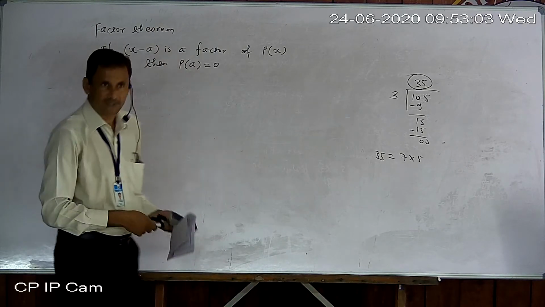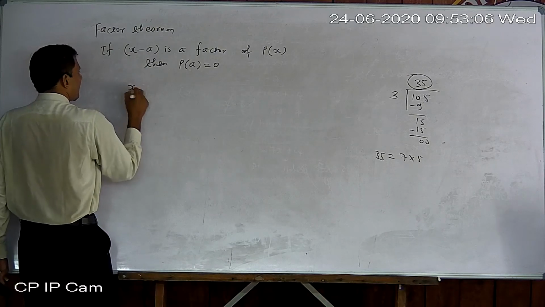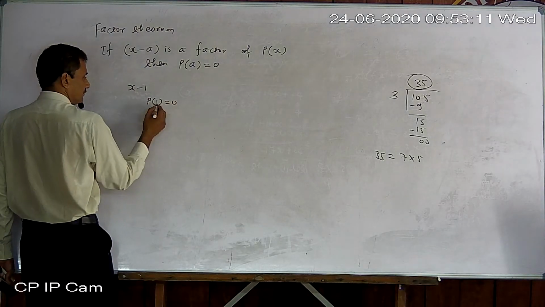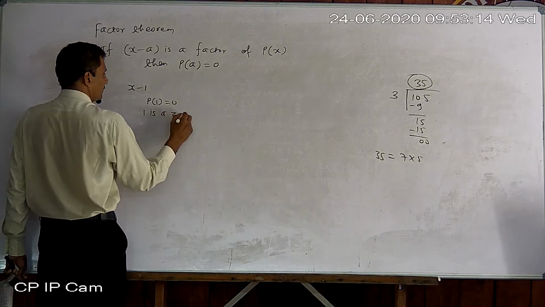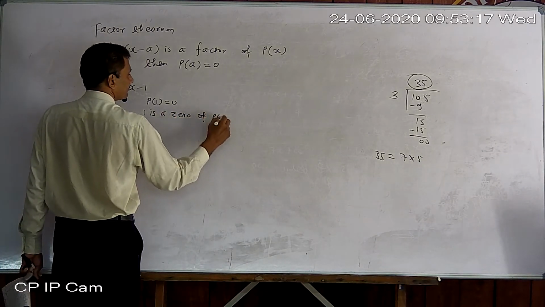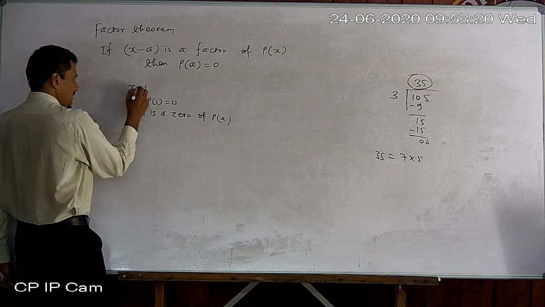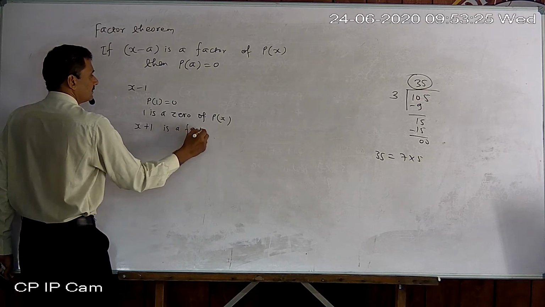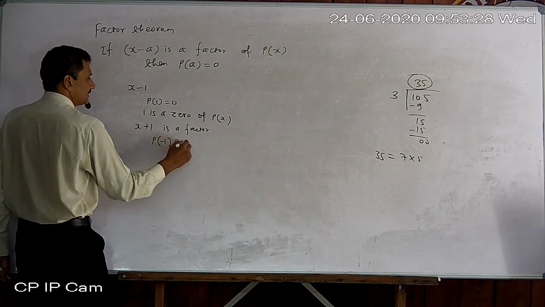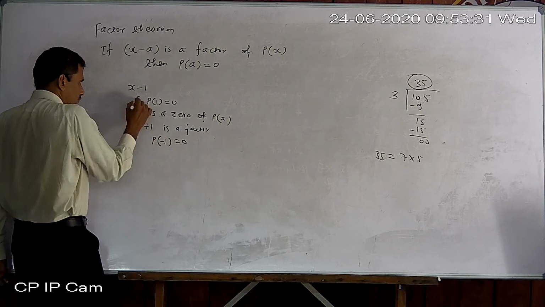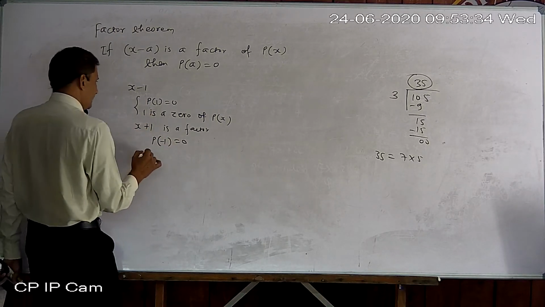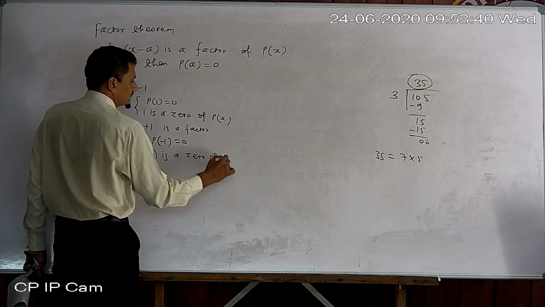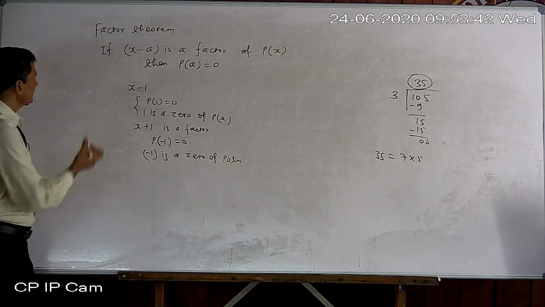I give you a few examples. If x minus 1 is a factor, then p of 1 will be 0. So 1 is a zero of the polynomial. Okay. Suppose x plus 1 is a factor, then p of minus 1 will be 0. Okay. Means both these statements are the same only. So I can say minus 1 is a zero of the polynomial. Okay. So that is the factor theorem.